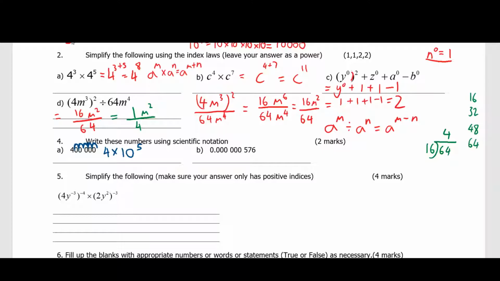This number here is going to be 5.76 times 10 to the power of negative, because we're now going this way. So it's 1, 2, 3, 4, 5, 6, 7, times 10 to the negative 7.